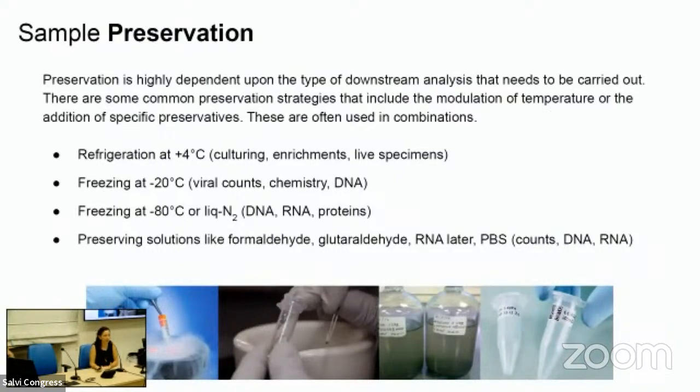Then when we have our sample, we can store them generally by refrigeration or freezing, depending on which kind of analysis we want to carry out downstream. So generally refrigeration is for culturing or for isolation of the microbes, whereas if we're interested only in analysis on the DNA or on the chemicals that we can find in our samples, we can also freeze our sample at -20 or -80.